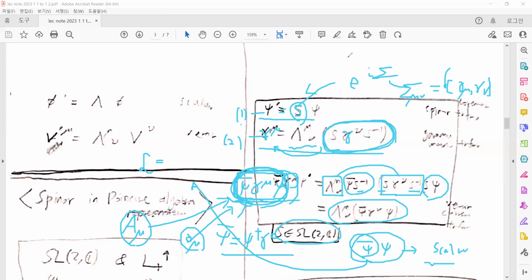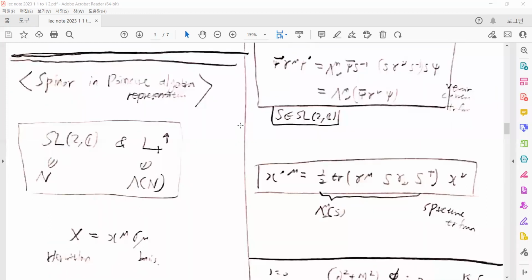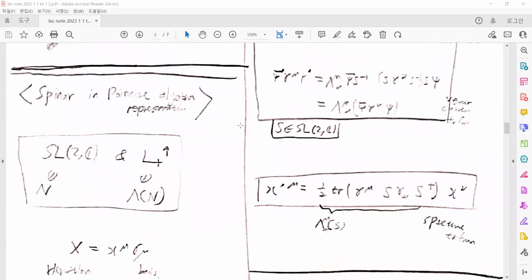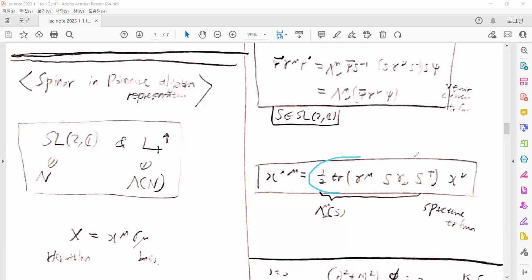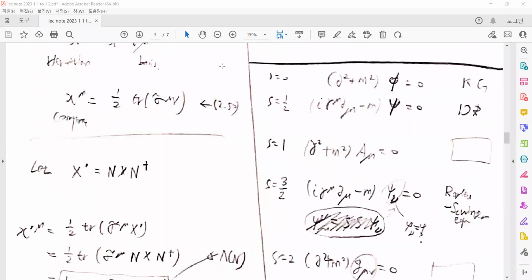So the point is that we can construct scalar objects and vector objects from the spinors using the gamma matrix, and they can be used to construct a Lagrangian from the spinors and gamma matrix. The gamma matrix is used to represent the space-time transformation. And we can construct various spins, not only integer spin, but also half-integer spin.